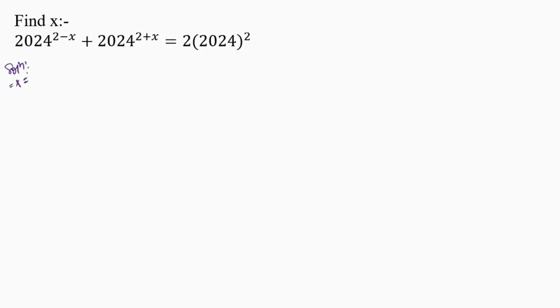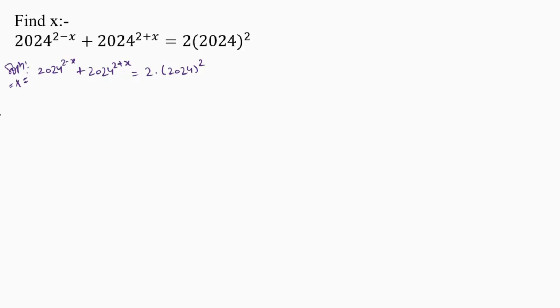Today we are going to solve this very nice exponential problem in which we are given 2024 raised to power 2 minus x plus 2024 raised to power 2 plus x equals to 2 times 2024 raised to power 2.